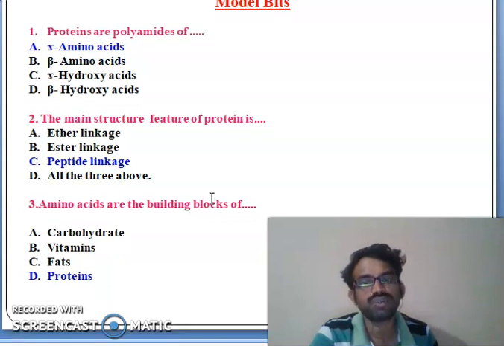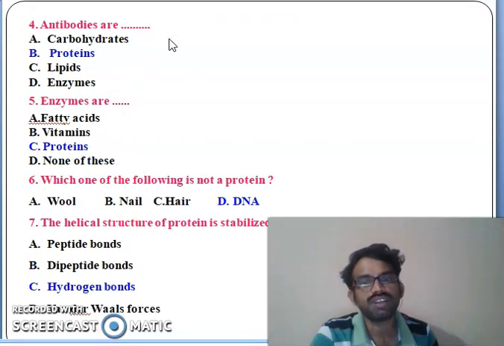Now we will move on to the fourth bit. You can see antibodies are carbohydrates, proteins, lipids and enzymes. So antibodies are mainly proteins. So the correct answer is B, proteins. Enzymes are fatty acids, vitamins, proteins and none of these. You can see enzymes are mostly proteins.